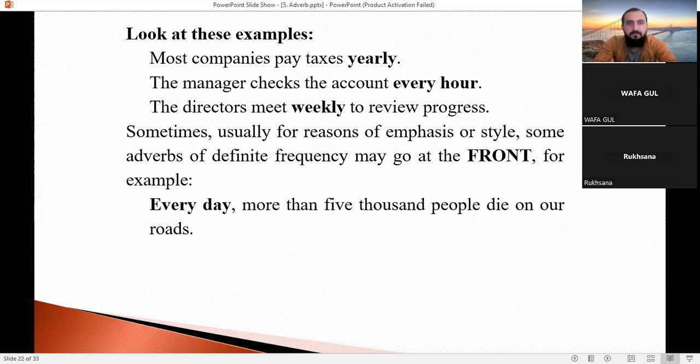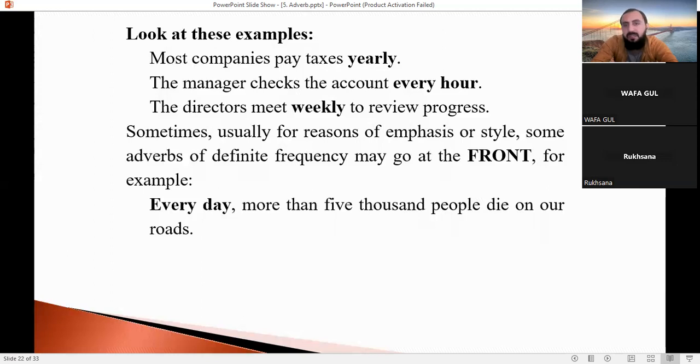Look at these examples. Most companies pay taxes yearly. The manager checks the account every hour. The directors meet weekly to review progress. Sir, why did they put weekly in the middle of the sentence? It is still the end of the sentence. By the end of the sentence, we don't mean it should be used exactly at the end. It should be used after the verbs.